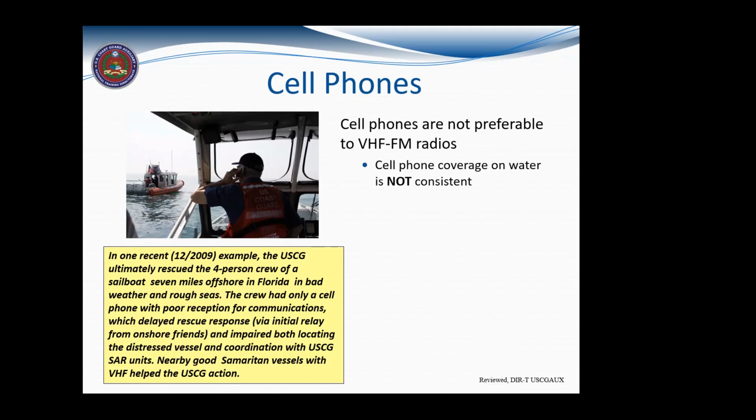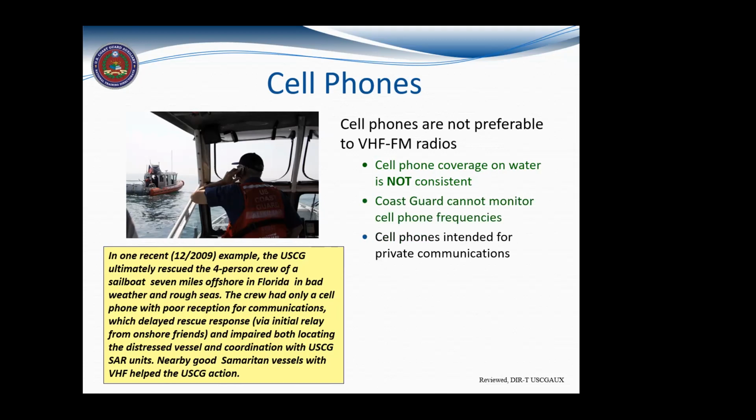Cell phone coverage is not consistent. Coast Guard does not monitor the frequencies directly. You have to dial the station, and then you're only talking to one station at a time. They're intended for private communications, and the VHF would be received by everyone around you.